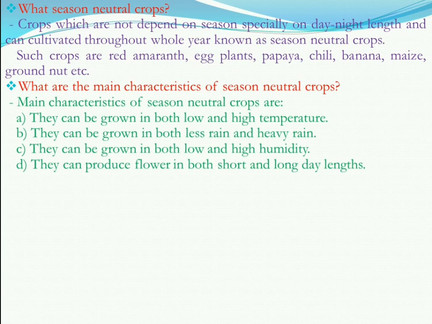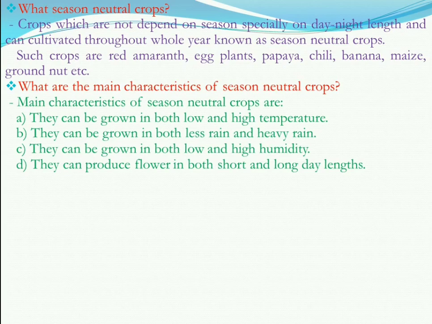Here are the characteristics. First of all, they can be grown in both low and high temperature. As we have said earlier, they do not depend on Rabi season or Kharif season characteristics. In Rabi season, the characteristic is low temperature, and in Kharif season high temperature. So they do not depend on this temperature. They can be grown in both temperatures.